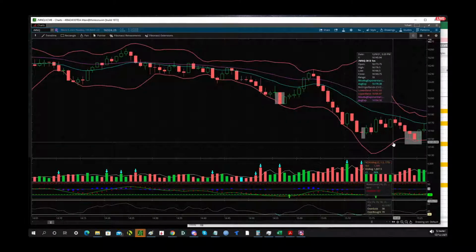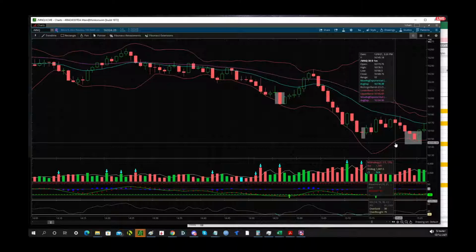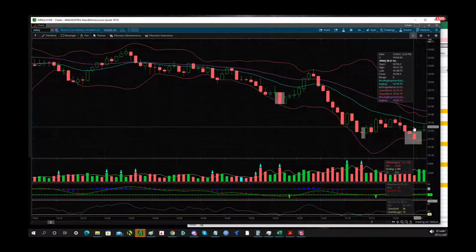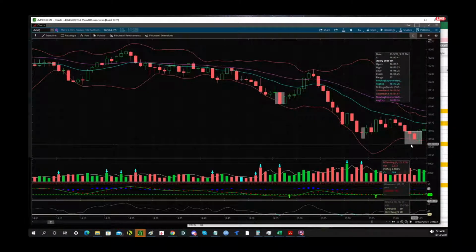But the one thing I knew is I controlled my risk. That's the only thing I knew. That was the part of the process that I had in control: no matter how bad this trade turns, I'm going to only lose $100.